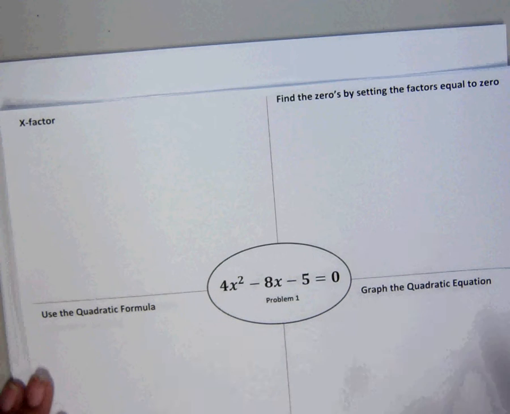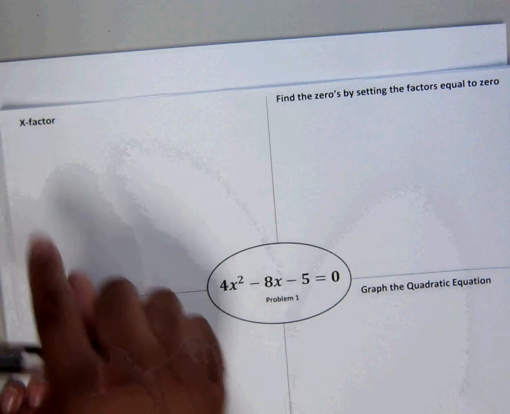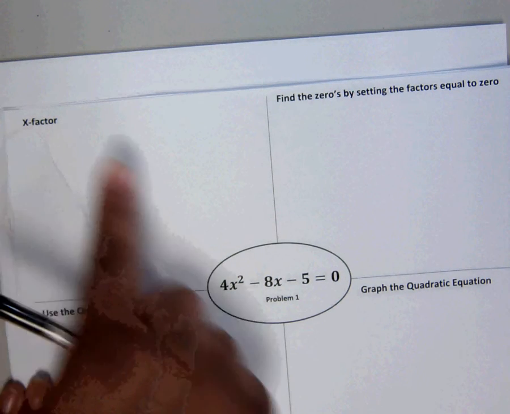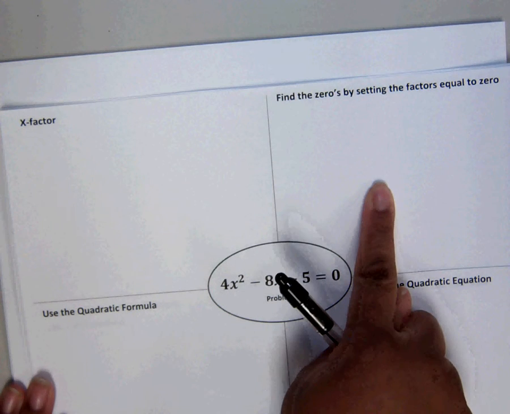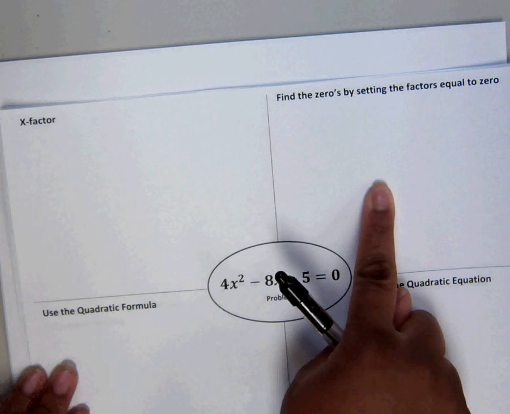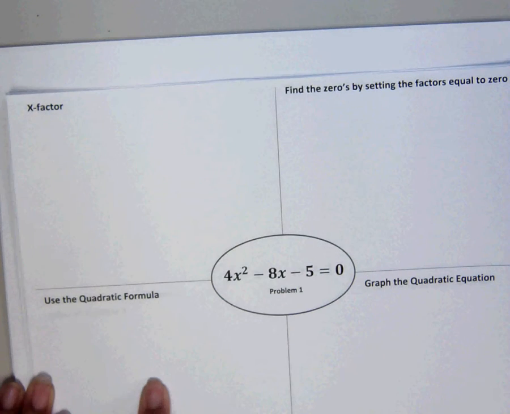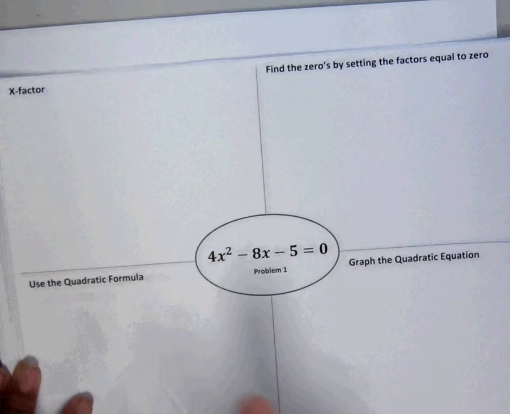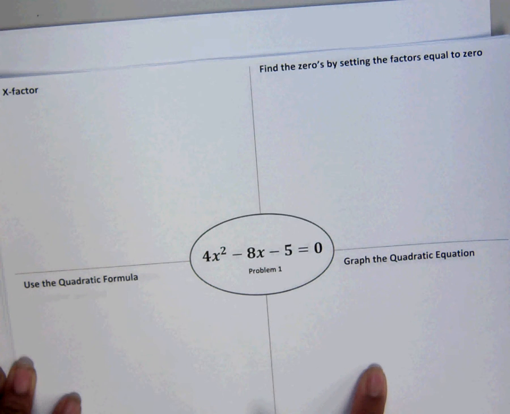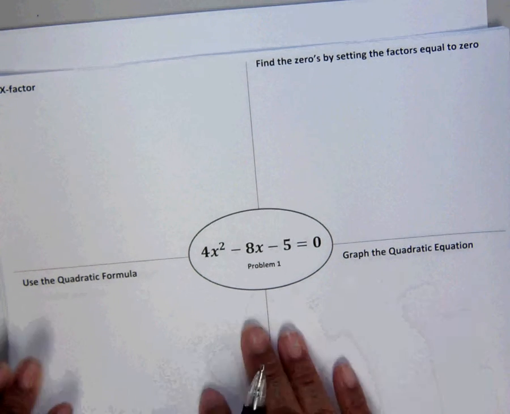Problem number 1 will be done by hand. From problem number 1, you must use the X factor for this problem. Find the zeros by setting those factors equal to 0. Use the quadratic formula to check those factors. And then graph that quadratic equation. So you'll have to paste your graph here.